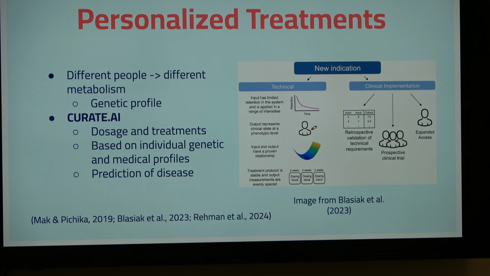Next is personalized treatments. Different people have different metabolisms, and how they respond to a drug and deal with the drug in their body varies from person to person. And this is all based on genetic profiles and medical history. And again, it takes a lot of data to determine a treatment based on their genetic profiles, based on their metabolism. And this is where the AI tool Curate AI comes into play.